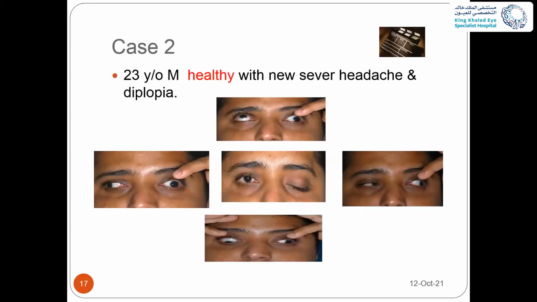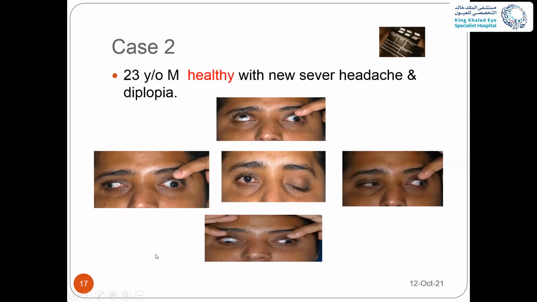Case 2 is a 23 years old male, healthy, with a new severe headache and diplopia. As you see here, he presents with left eye dropping of the lid. He cannot look up, he cannot look down, and looking to the left, there is full abduction, and looking to the right, there is adduction deficit.